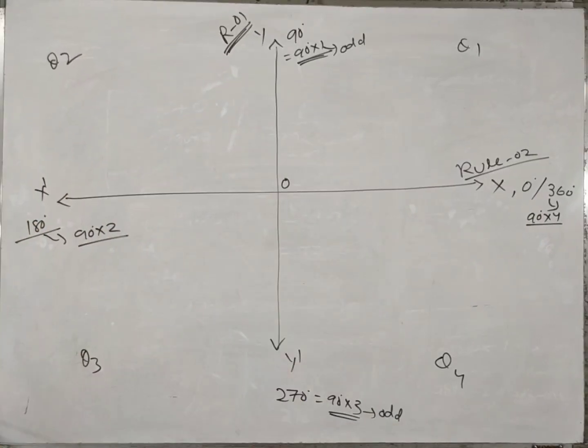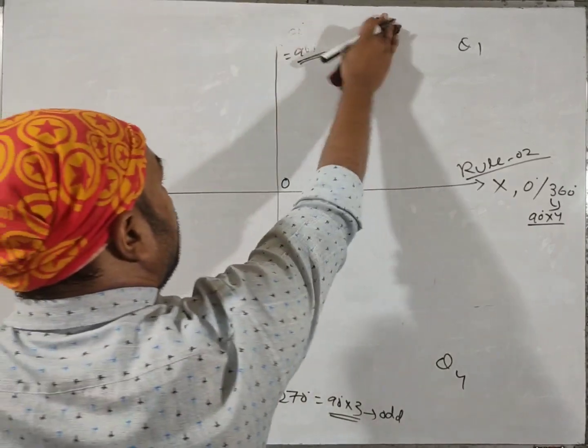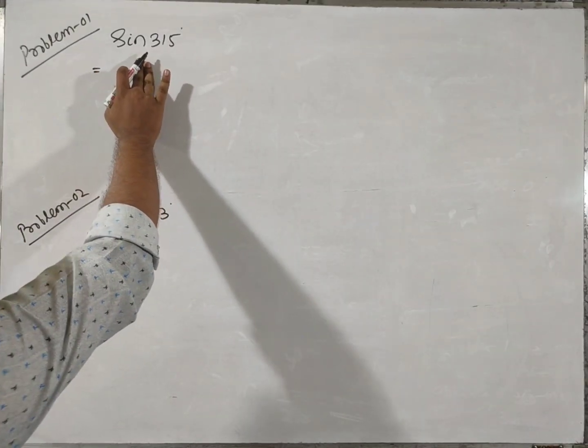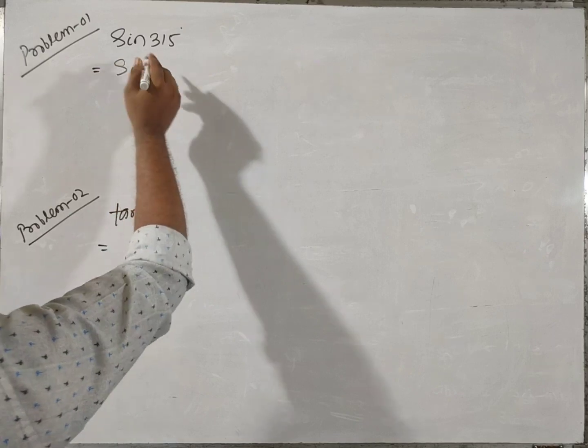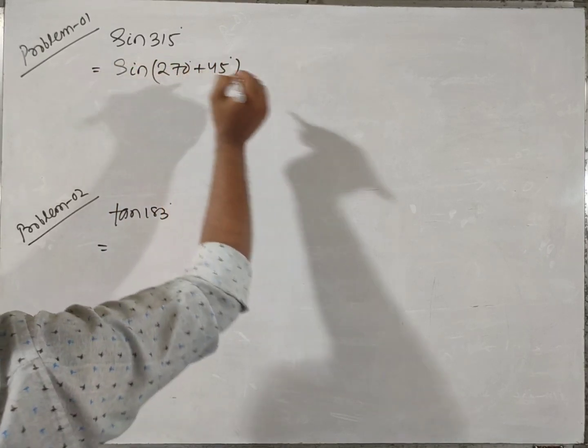So this is the fundamental before the problem section. Then let us go through the problem section. So here is the first problem. It is given sine 315 degree. We can express it in the form of sine of 270 degree plus 45 degree.